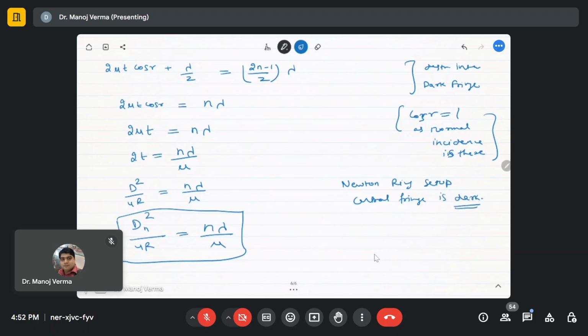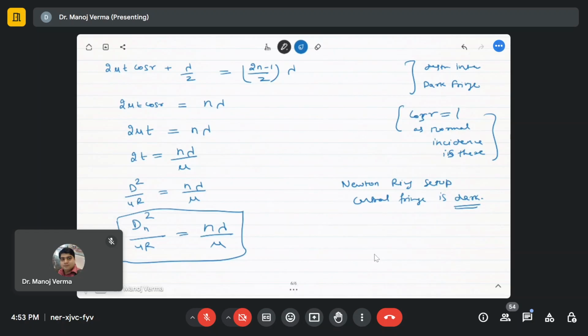You have to explain that at point C, thickness is equal to 0, and the total path difference is 2 mu t cos r plus lambda by 2. If t is 0, then the total path difference reduces to lambda by 2 only. And if the path difference between two rays is lambda by 2, there will be destructive interference and hence a dark fringe. So in the Newton ring setup, the central fringe will be a dark one.